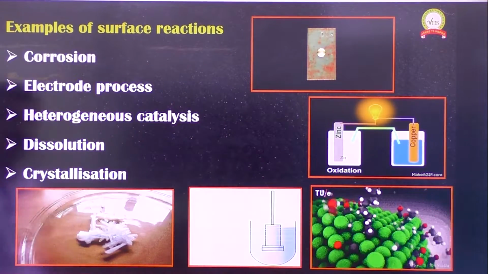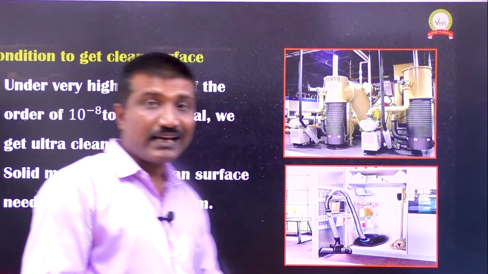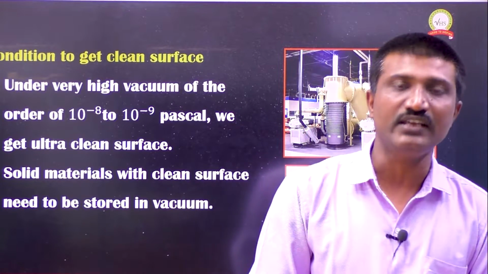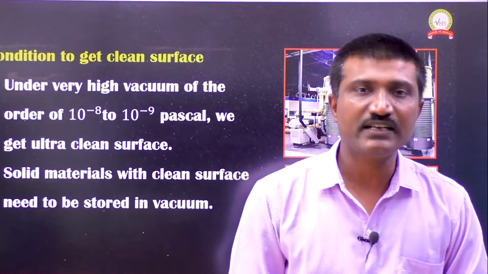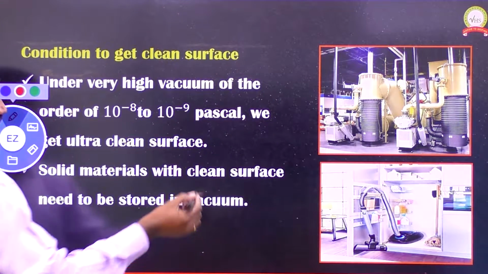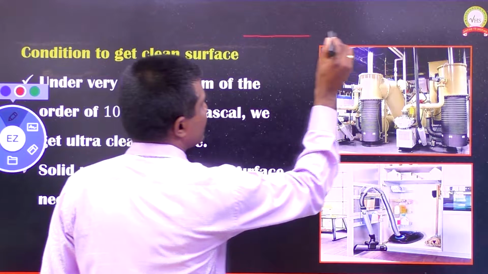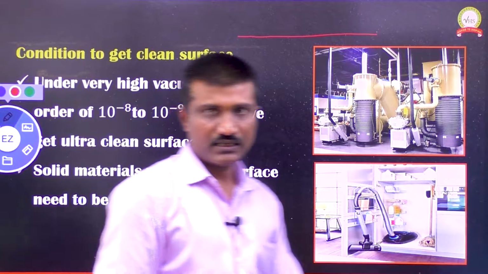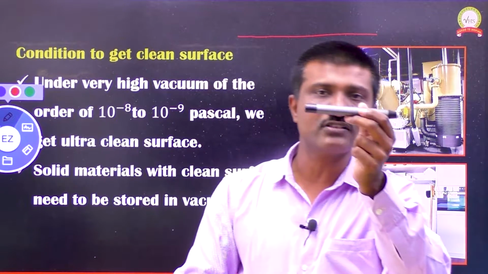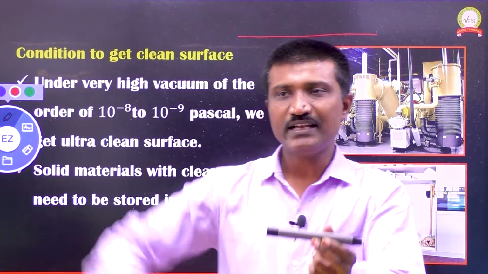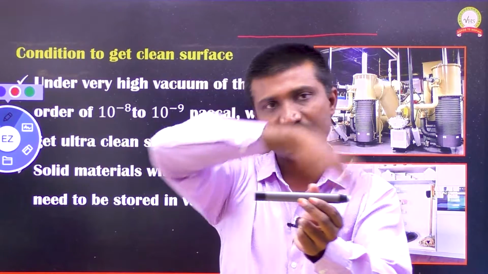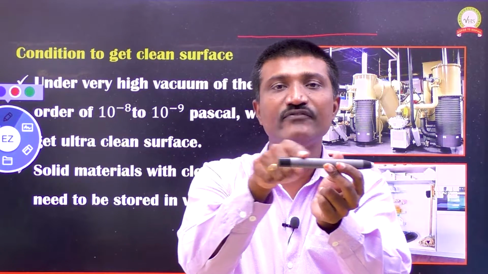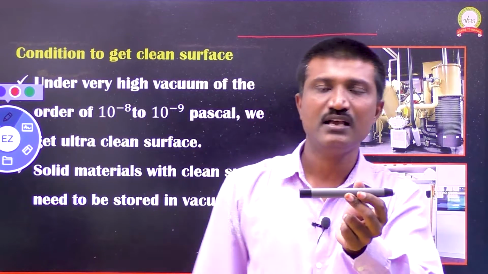Now let us see how we get a clean surface. What is the need to produce a clean surface of the substance to participate in surface reactions? For example, here I am taking a solid substance which is providing the surface. If I am keeping it in this room, then whatever gases are present in this atmosphere will come and occupy this surface, so that this surface is not in a free state to participate in a chemical reaction.